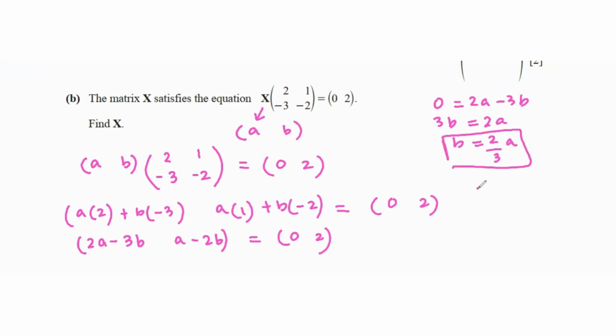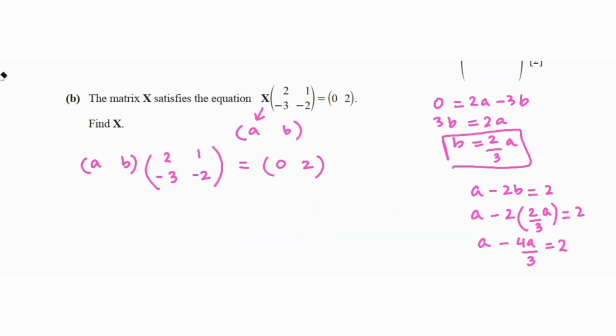Next equation is going to be A minus 2B equals 2. Now we know B is 2 over 3 A. So A minus 2 times 2 over 3 A equals 2. There's going to be A minus 4A over 3 equal to 2. Subtract the 2, so that's going to be 3A minus 4A over 3 equals 2, minus A equals 6, or A equals -6.